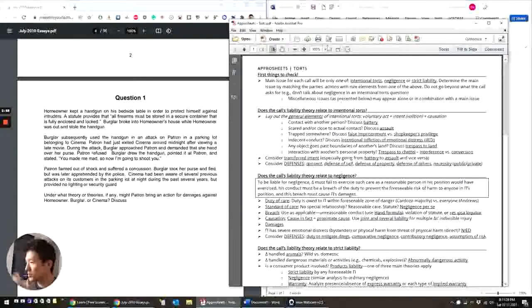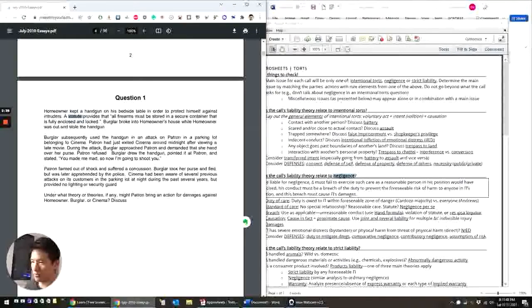So looking at the Approsheet, we can tell that there were some intentional torts by the burglar at least, and then there was some negligence, probably by the homeowner and also the cinema. We can tell that because the homeowner did do something that the statute warned against. It wasn't like he had malice, but he did something that maybe he shouldn't have. Cinema, similar thing. We have information that there were a bunch of attacks on the customers, but it didn't do anything about it for years.